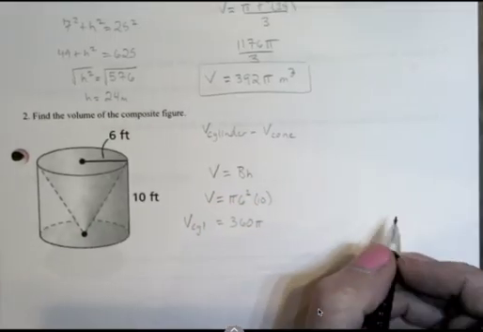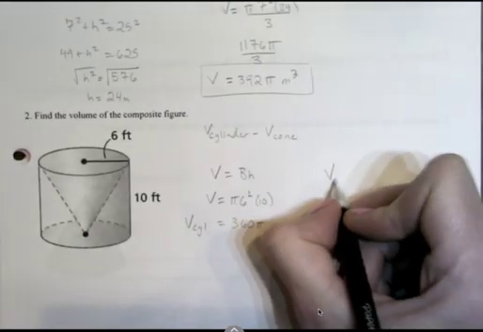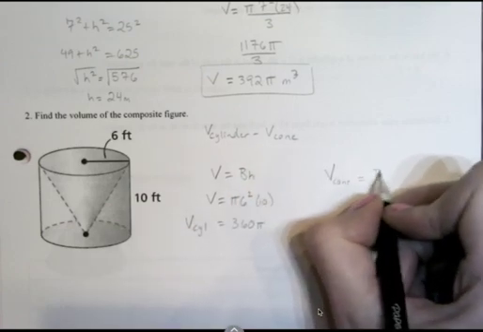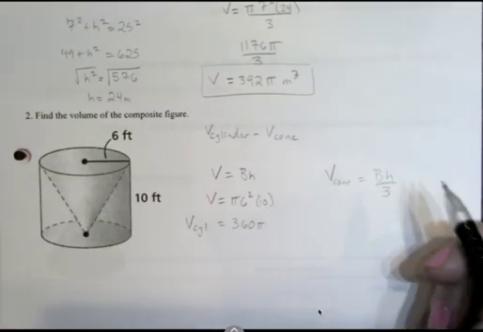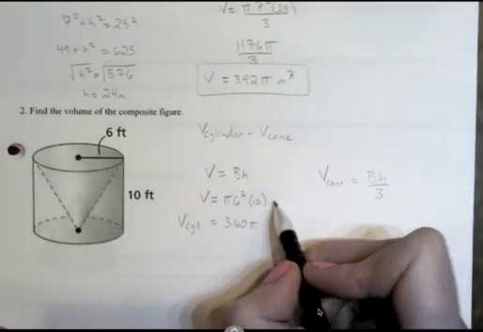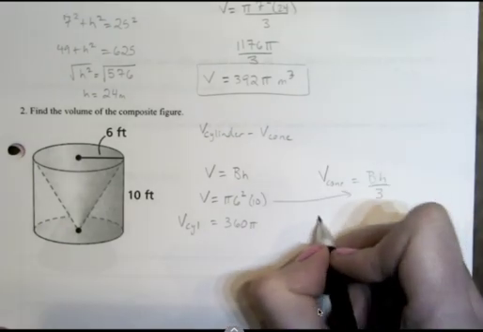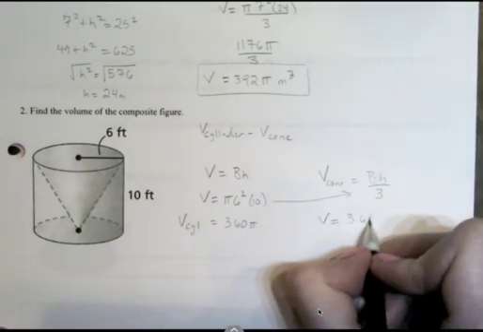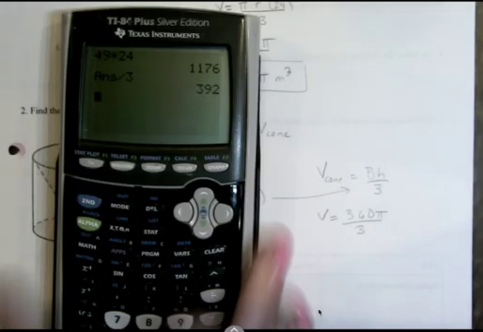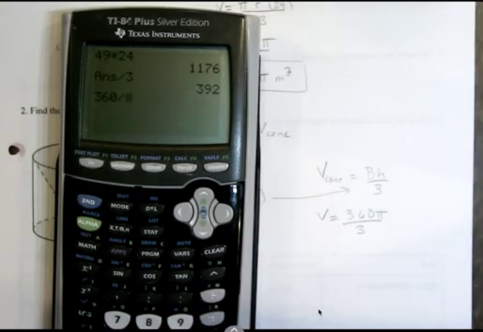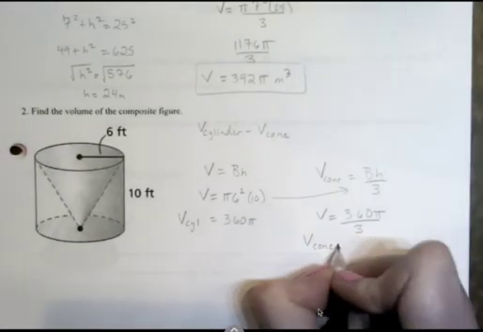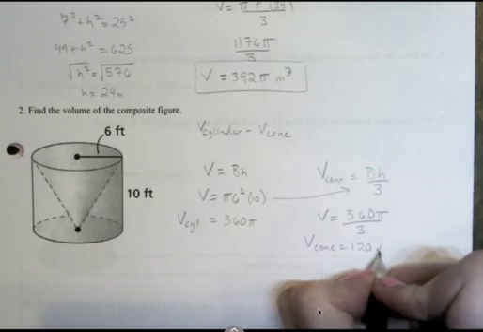Okay, now let's do volume of the cone. So remember, volume of the cone is the same exact thing, but over 3. So we are going to do area of the base times height, which is exactly the same thing. Okay, so we've got 360 pi, but divided by 3. So 360 does divide evenly by 3, get 120. So the volume of the cone is equal to 120 pi.